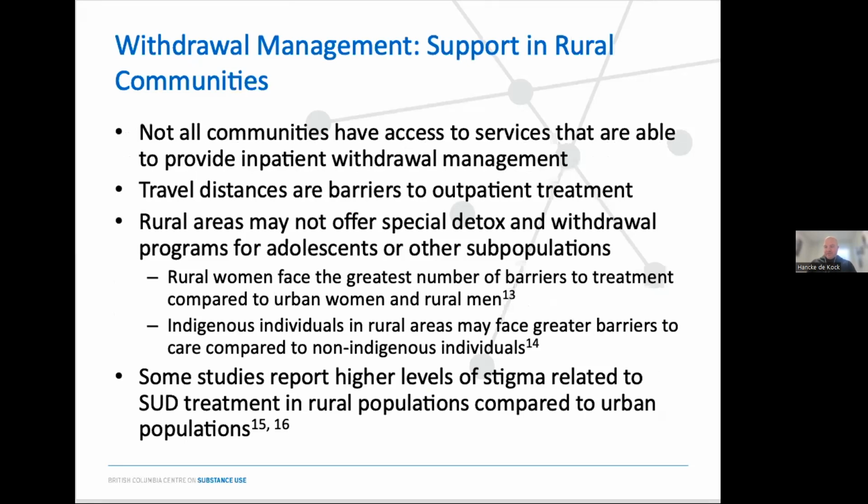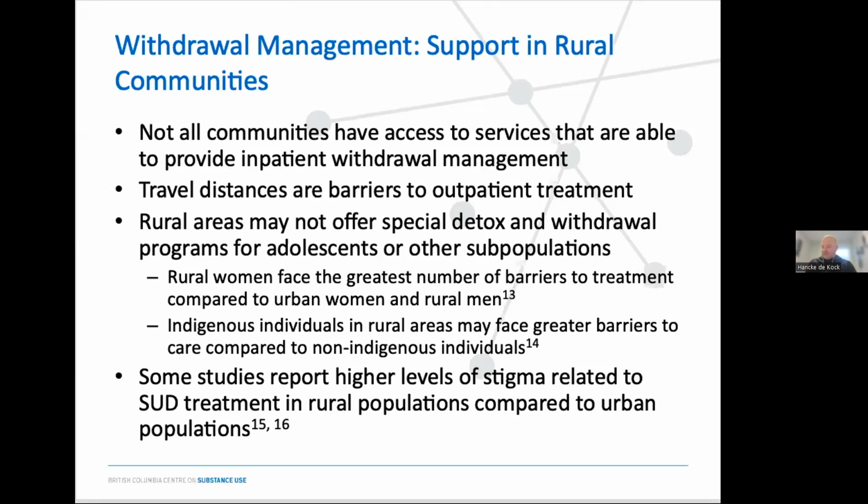So it can be challenging to provide this inpatient care in communities where there's a lack of facilities able to provide this kind of care. Travel distance is a barrier to outpatient treatment. Rural areas may not offer specialized detox and withdrawal programs for adolescents and other subpopulations. Rural women face more of a challenge, and Indigenous individuals are disproportionately affected by substance use disorder, and Indigenous individuals in rural areas may face greater barriers to care.